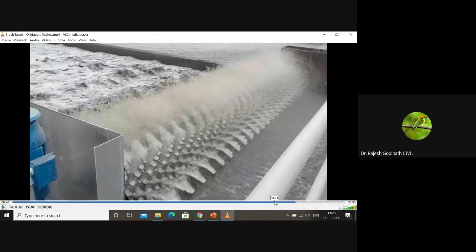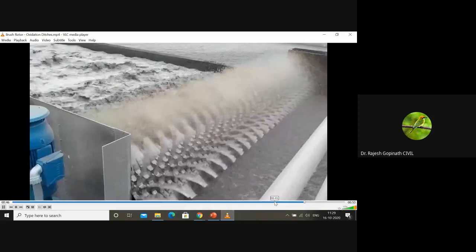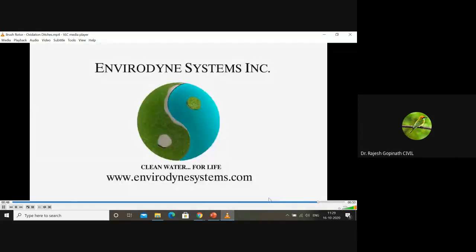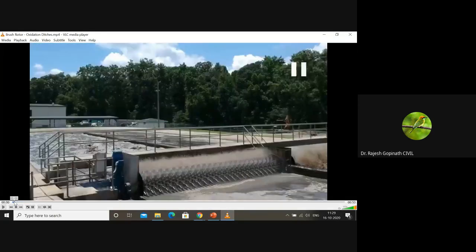So these are your mechanical rotors. Now what is happening is, based on the design, one leg of your oxidation ditch increases the rate of flow, while on the other side it is quiescent. I'll play the video once again. Please observe carefully.